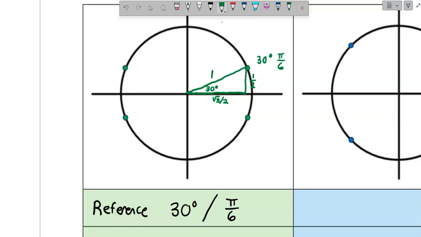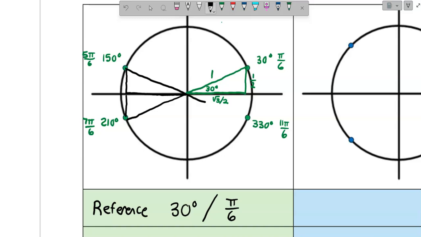Now what are the other angles in the other three quadrants that have a reference angle of 30? In quadrant 2, that's 150. In quadrant 3, that's 210. And in quadrant 4, that is 330 degrees. As radians, that's going to be 5 pi/6, 7 pi/6, and 11 pi/6. And just to get a reference here so you can see the symmetry, these triangles are all going to be congruent to each other. They're exactly the same. The only difference is the signs of x and y may be different.